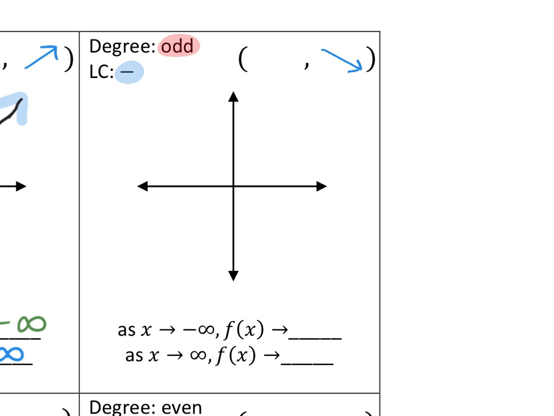Odd polynomials have to go the opposite direction. So my left side should be going up, which means that on my graph, on the left side, I have an up arrow, and on the right side, I have a down arrow. And in between it, I don't really care what happens right now. We're talking about end behavior.